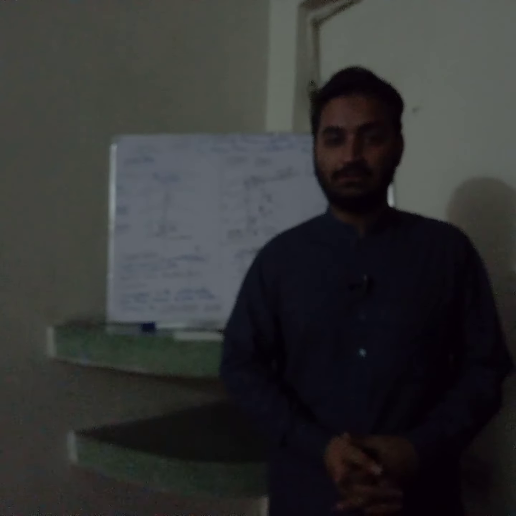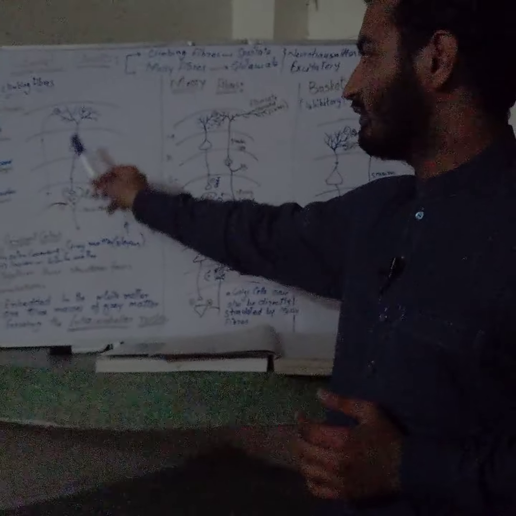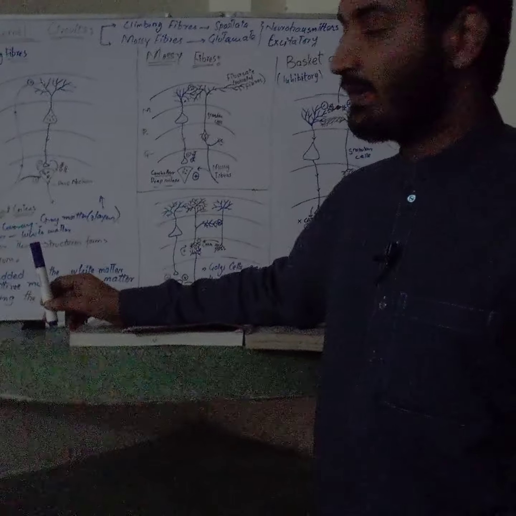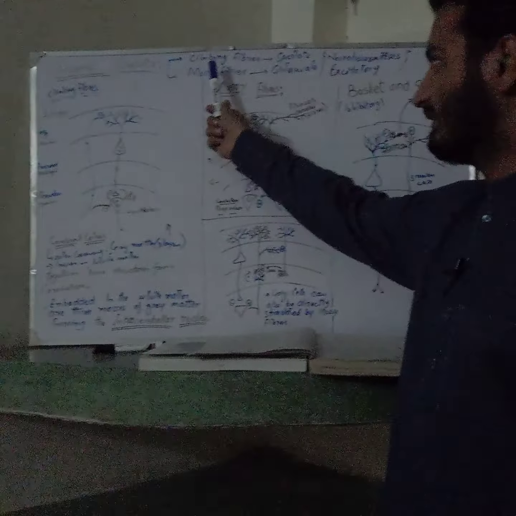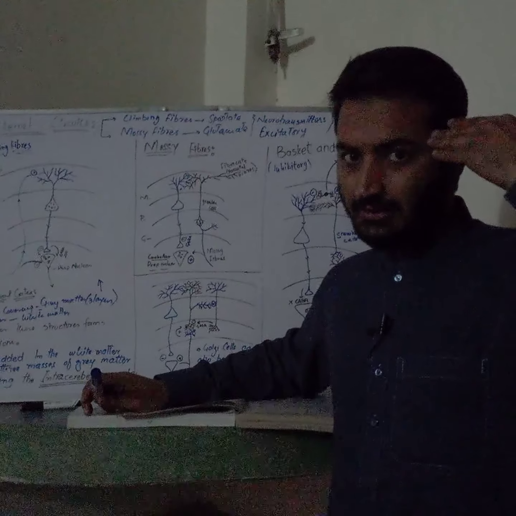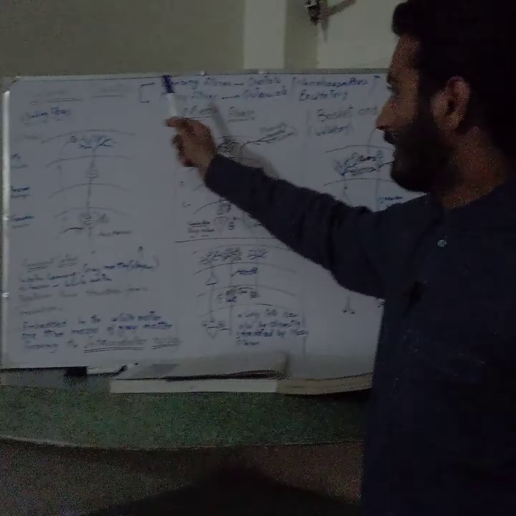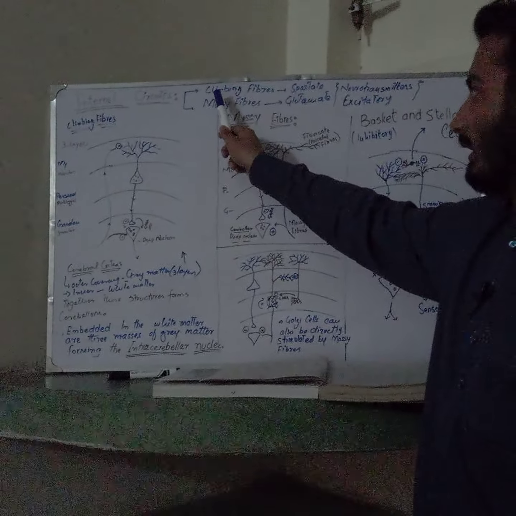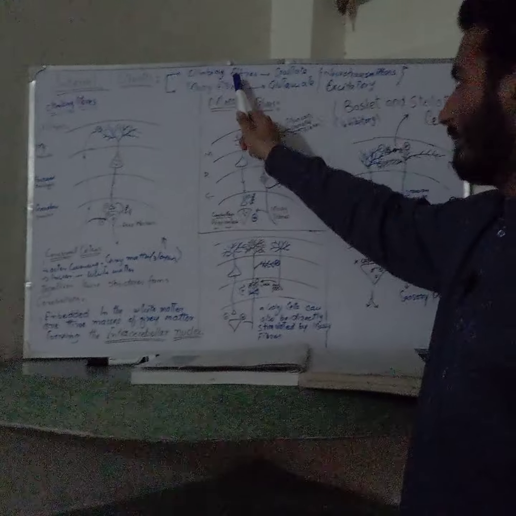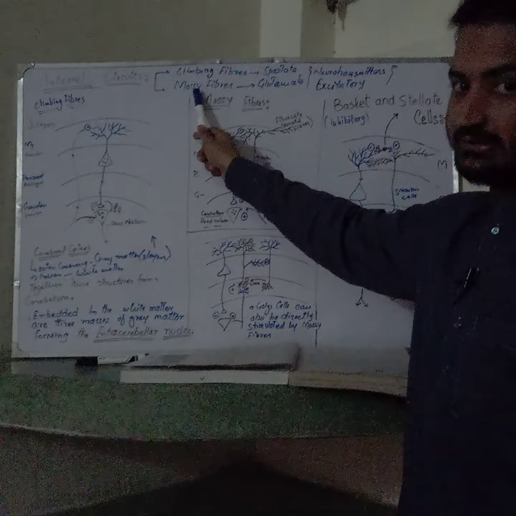But before studying it, let me tell you that all the external fibers that move into the cerebellum can be classified into two categories: the climbing fibers and the mossy fibers. So listen again, all the external fibers that move into the cerebellum can be classified into two categories: the climbing fibers and mossy fibers.